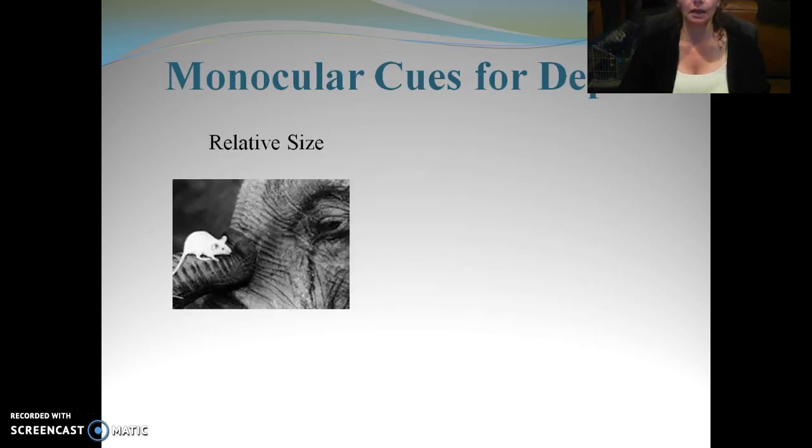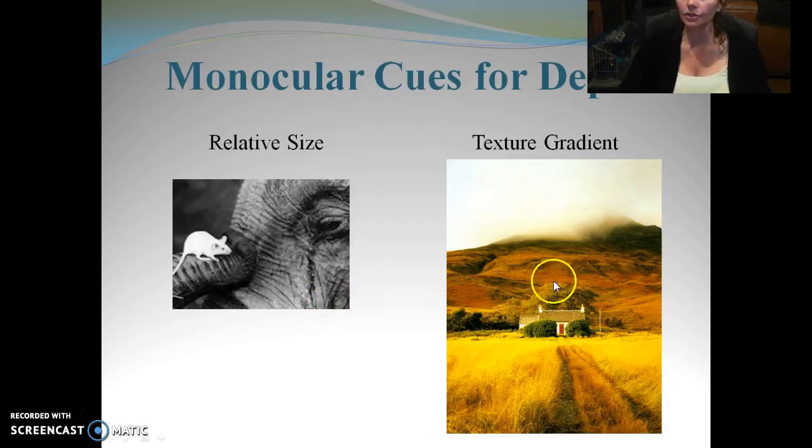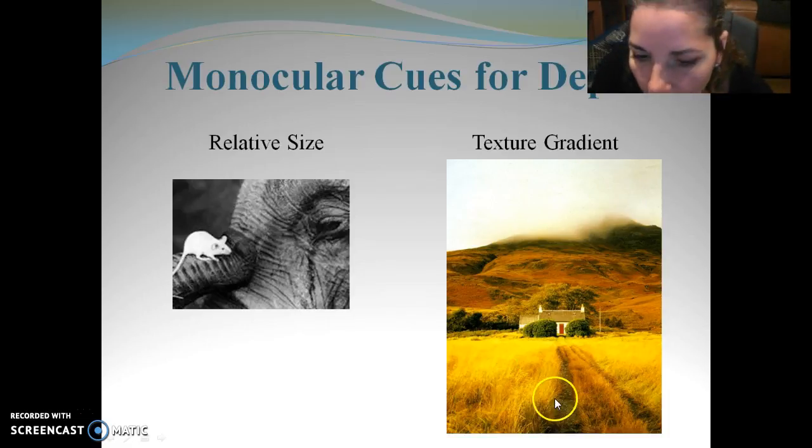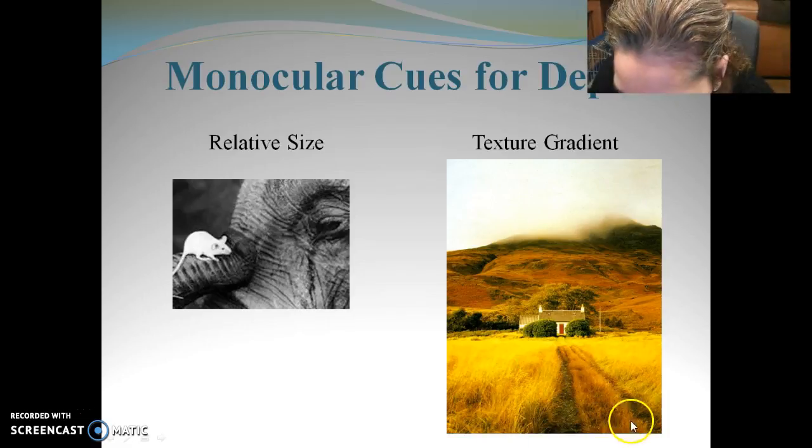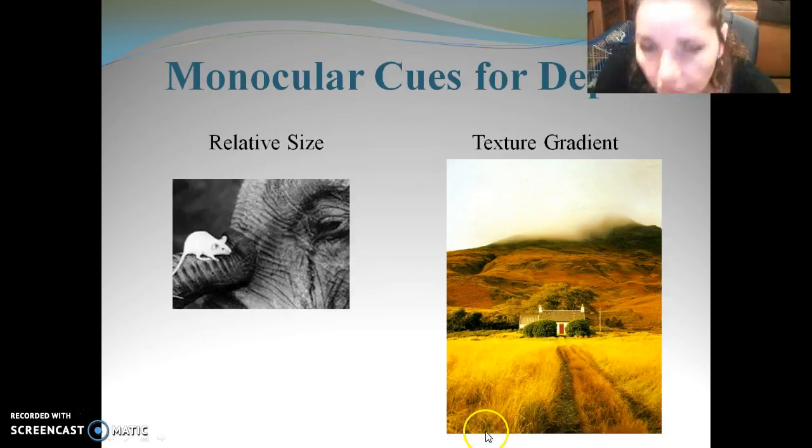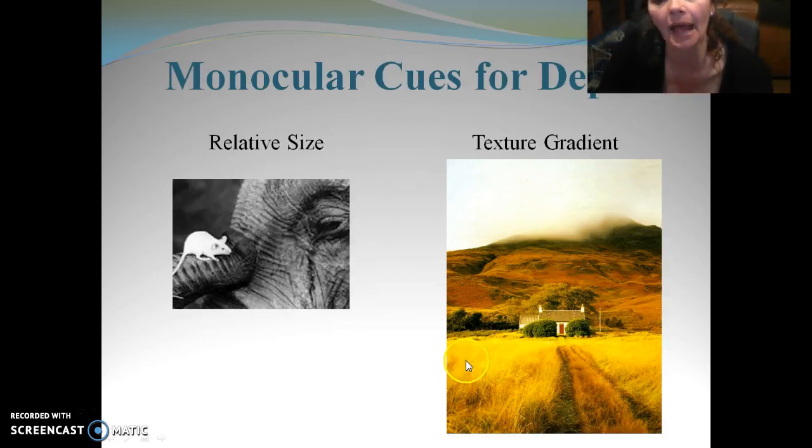Relative size becomes a really important comparison for depth. We see that the mouse compared to the elephant, we might see that smaller objects are further away and larger objects are closer. Texture gradient, depending upon the clarity of the textures, we usually see clearer textures. You can see the individual grains and strands for things that are closer up, and then further away it becomes much more blurred.